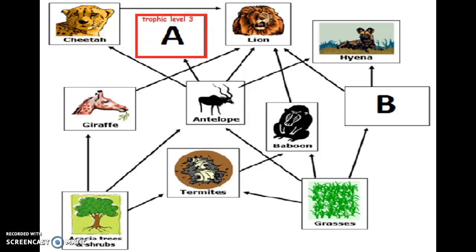Now, what if I asked you the type of organism that belongs in organism A? Well, you're still doing the same thing. You're still starting at one of the producers, either the acacia trees or the grasses, but instead of counting trophic levels, now you're just reciting the type of organisms as you go up. So we know that the acacia trees are the producers, and if we follow the same arrows, that would make the antelope the primary consumer. That would make organism A the secondary consumer.